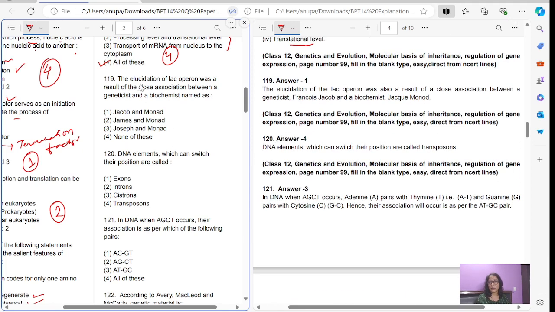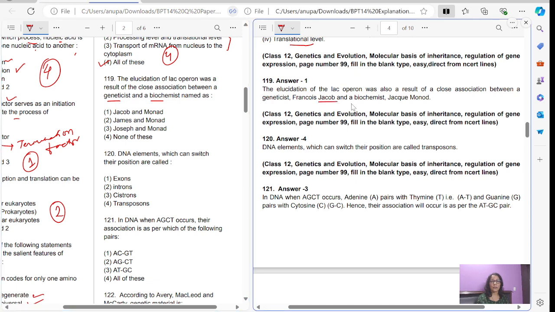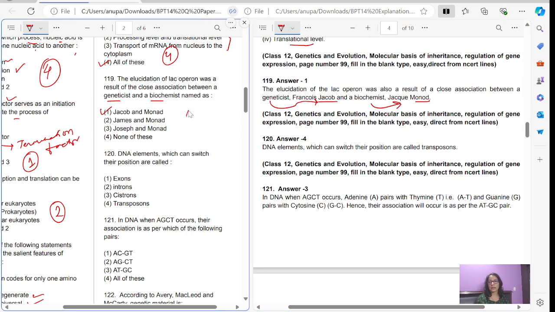It states that the elucidation of lac operon was a result of close association between a geneticist and biochemist. It is also a memory-based question, and you have to memorize the names of scientists as well as their profession. Like the scientist was geneticist, biochemist, biologist, or what. The scientists were Jacob and Monod. Here Jacob was geneticist, whereas Monod was biochemist. So the answer will be Jacob and Monod. That is option number 1.